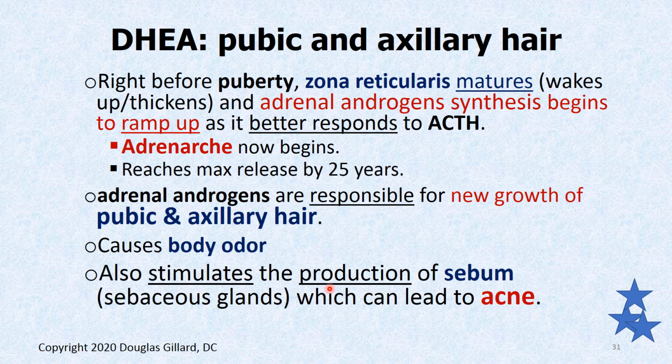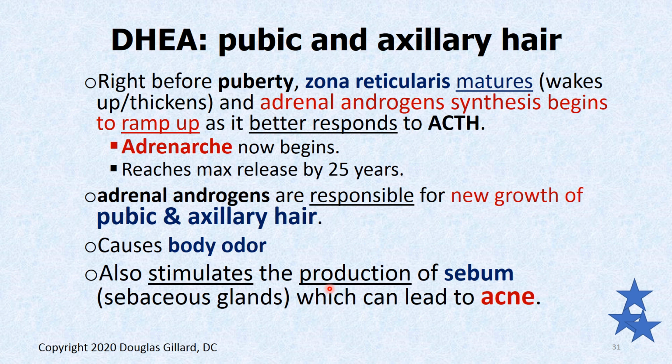All right. What else does DHEA do, or androstenedione? It causes pubic hair and axillary hair growth. So before puberty, the adrenal cortex, especially the zona reticularis, is really undeveloped and basically turned off. It's basically asleep. But when puberty starts, hormones start flowing, the zona reticularis wakes up and matures and starts doing its thing, which is secreting these adrenal androgens. And it can also better respond to ACTH now.